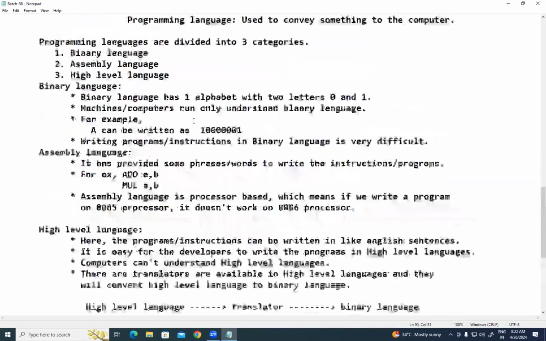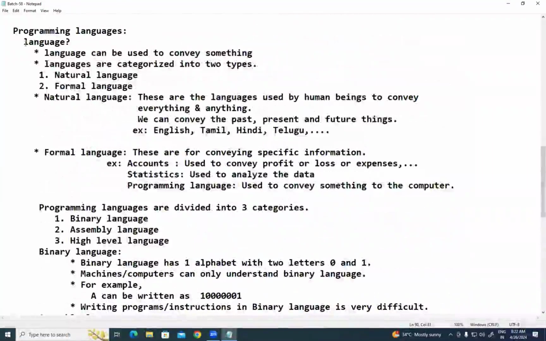Let me recap so far. We started with a concept called programming languages. Language can be used to convey something. Languages are divided into two categories: natural language and formal language. Natural languages are used by human beings, and can be used to convey past information, present information, and future information. Second category is formal language. Formal languages are used for conveying only specific information.